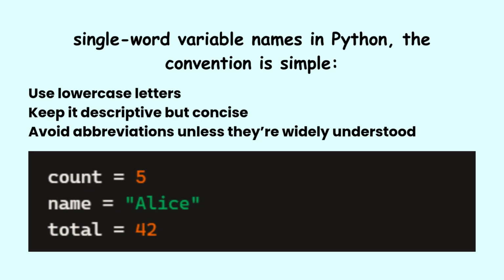Okay, let's start by looking at single-word variable names. In Python, the convention is simple. Use lowercase letters. Keep the name descriptive, but concise. Avoid abbreviations, unless they're widely understood. These rules follow Python's PEP 8 style guide. It recommends lowercase for variable names. But if you're naming a class, use Pascal case instead.